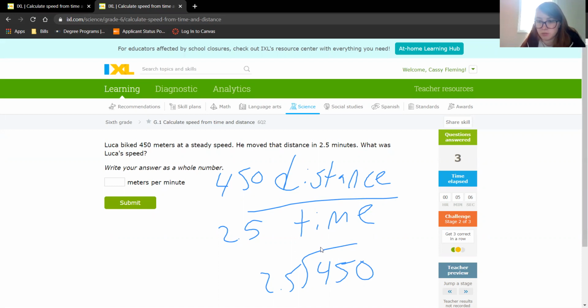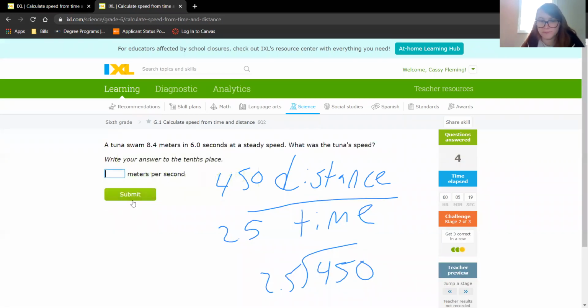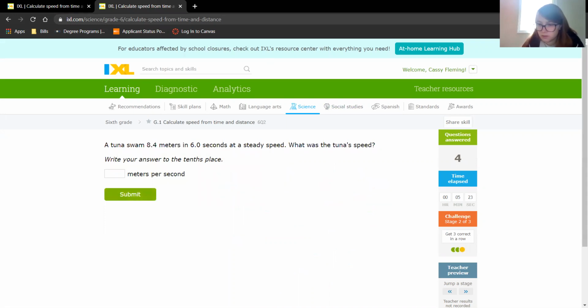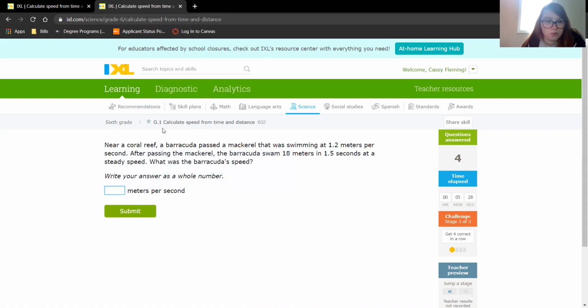450 divided by 2.5. So it should have taken him 180 meters per minute. Let's get that in. And ta-da! And then I'll do the next section. It just has more information for you.